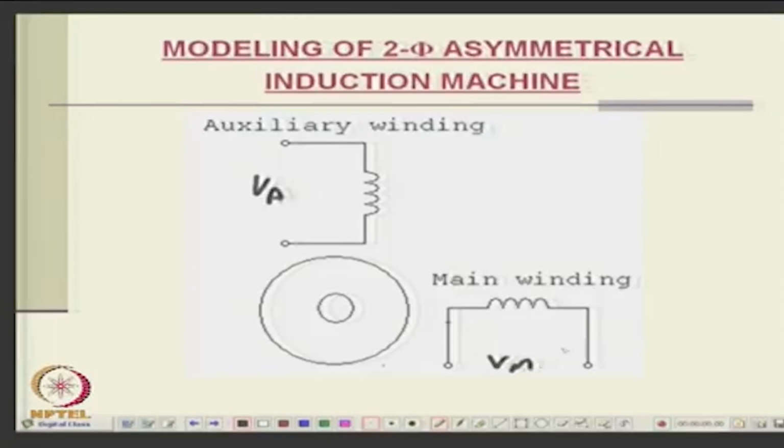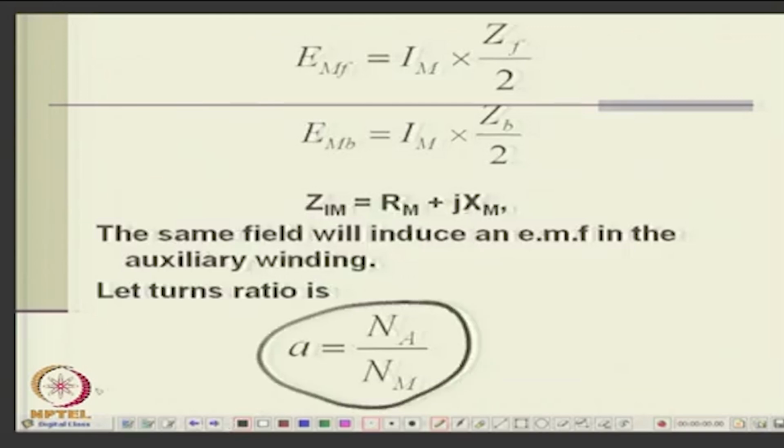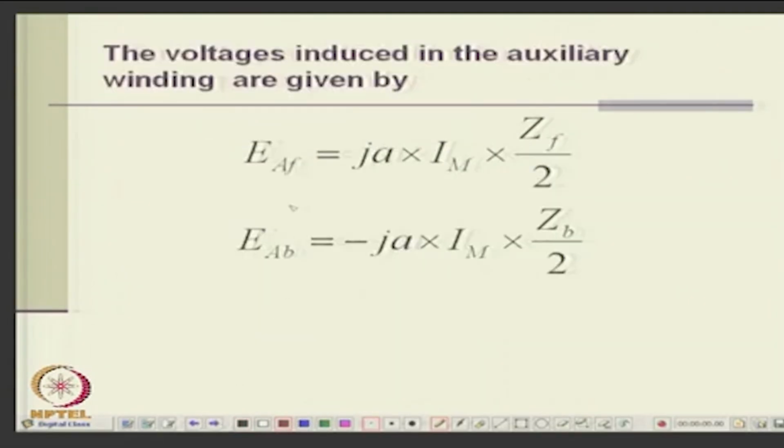Okay. So, we have the V a and V m with I m and I a. And we also said that if A is N A by N m, last class we said that it will produce in the main winding EMF I m Z f by 2 E m b with only the main winding excited, okay, and we have the Z L m which is R m plus j X L m, and we said that the auxiliary winding voltage is induced if the main winding is excited by these terms.